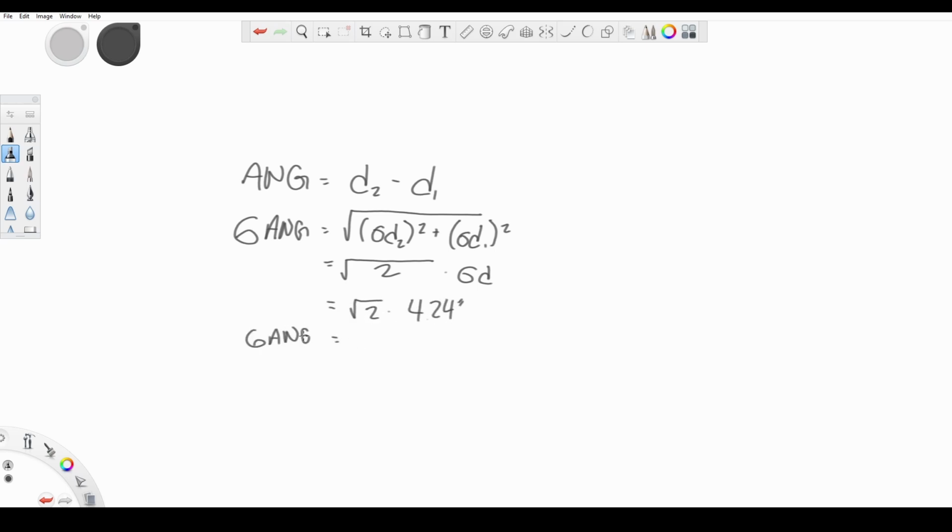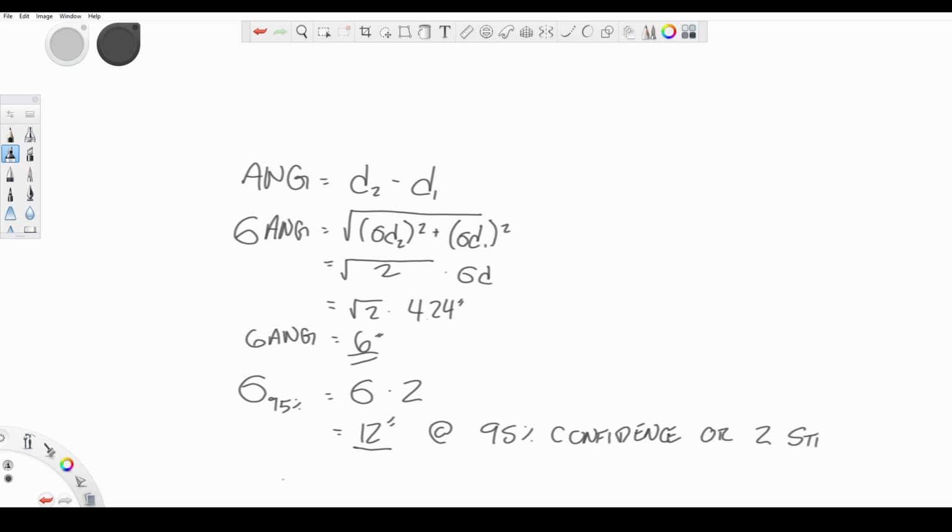To push that out further and be 95% confident, or 2 standard deviations, which in my opinion is a more appropriate value to use. For example, if we're laying something out, I would feel much better if I'm 95% confident versus only 68% confident. That angular accuracy now grows to 12 seconds.